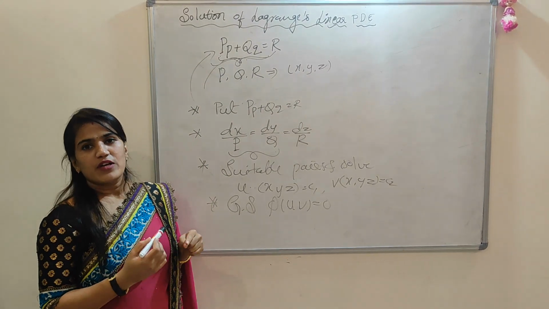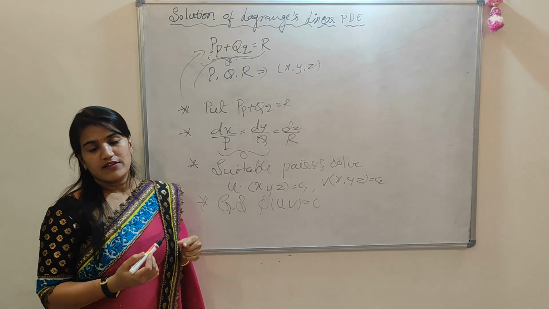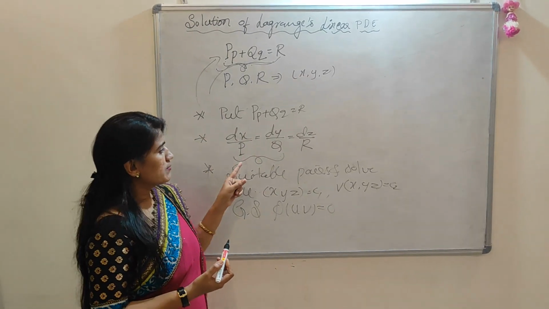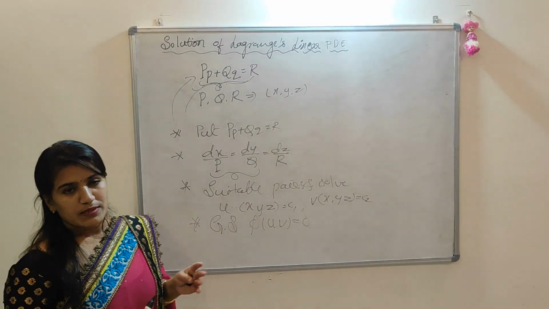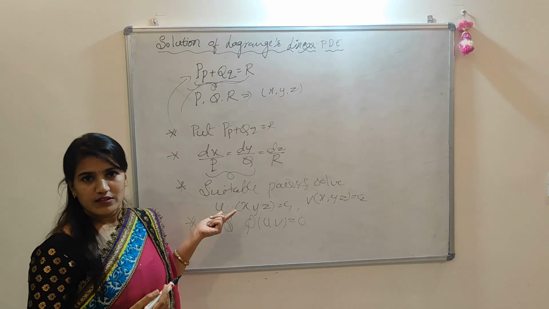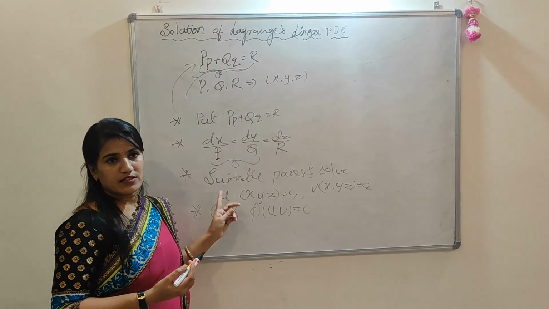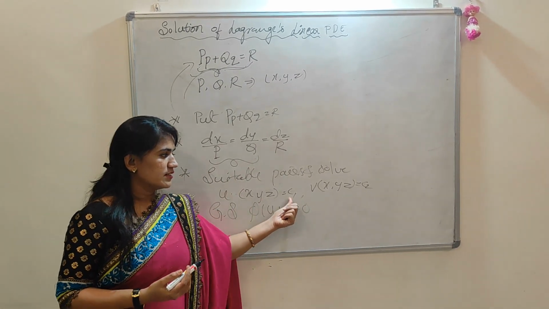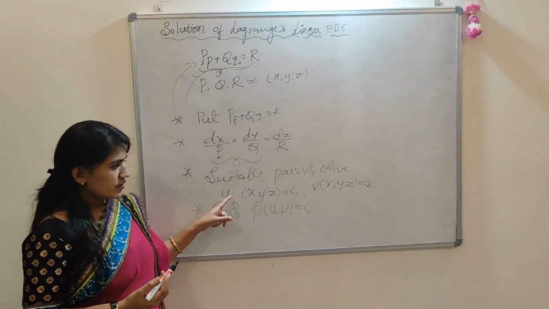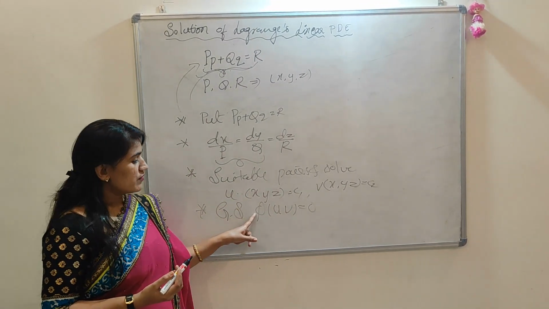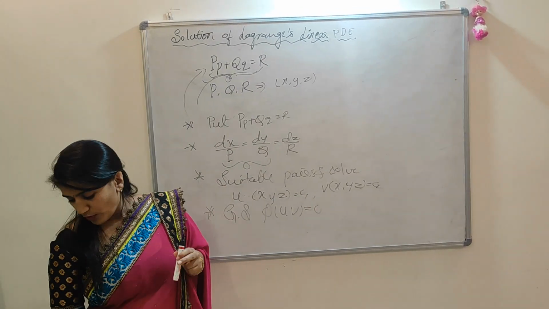First step, we put it in the standard form Pp + Qq = R. In the next step, consider the auxiliary equations dx/P = dy/Q = dz/R. After that, we make suitable pairs and solve, simplifying according to the combination. You will get solutions u(x, y, z) = c1 and v(x, y, z) = c2, where c1, c2 are constants. After getting u and v, we put it in the form phi of (u, v) = 0. This is the working rule. Now let's solve the problem.